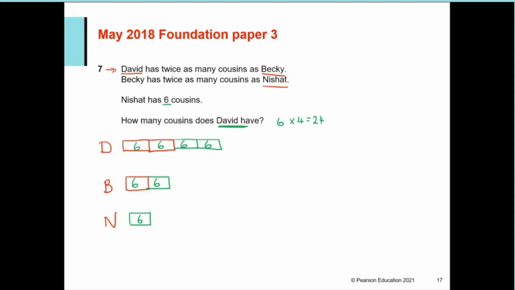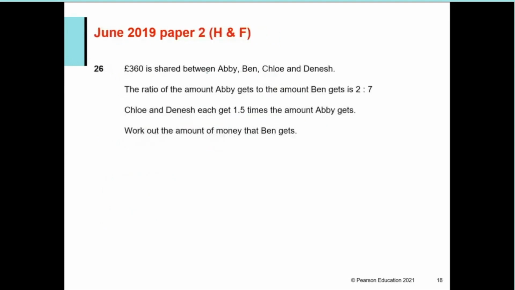Now, like I say, if you'd actually started with this point of Nishat having 6 cousins and worked your way backwards, then it does make that much easier to draw. But I think the majority of students that I've come across have always just launched straight in with that first sentence. The slightly harder one then, I've got one of the crossover questions from the June 2019 paper.